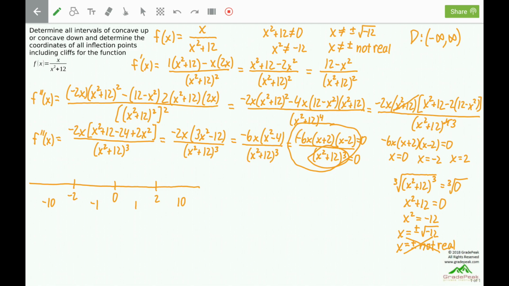In the numerator, there is a negative 6. Just be sure to account for that to get the proper positive or negative sign for the concavity. But the full numerator does matter.